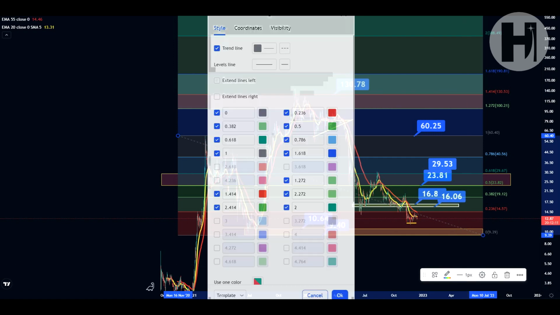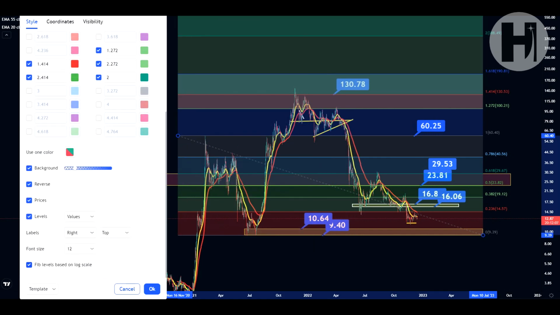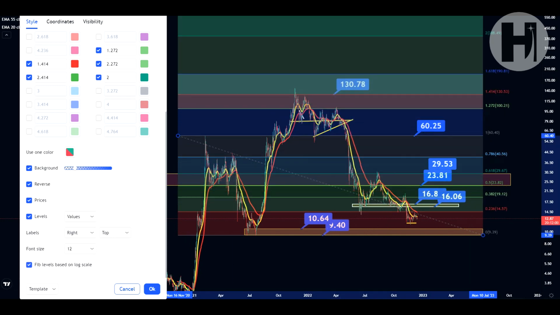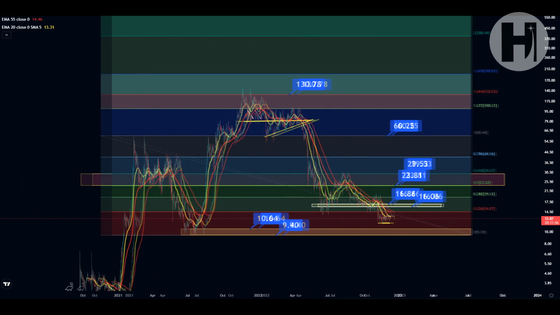So the fib level needs to be flipped to log as well. If I turn that off, as you can see, you have significantly different levels, but if I turn that back on, the levels move up based on the logarithmic scale. So that's how it works.